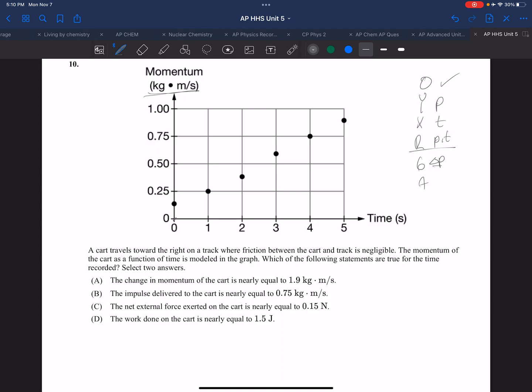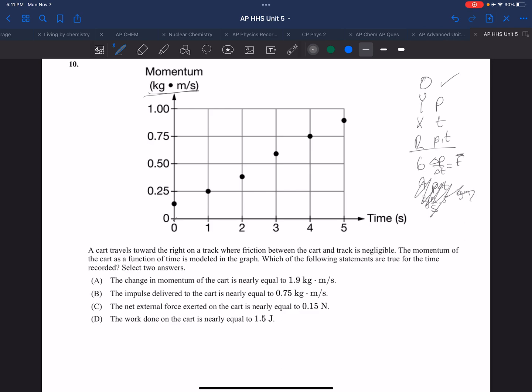The gradient is delta P over delta T. The rate of change of momentum is the definition of the average force. And the area is P delta T. And if we look at the units, kilogram meters per second times seconds, we cancel out the seconds and we're left with kilogram meters, which has no value to us.